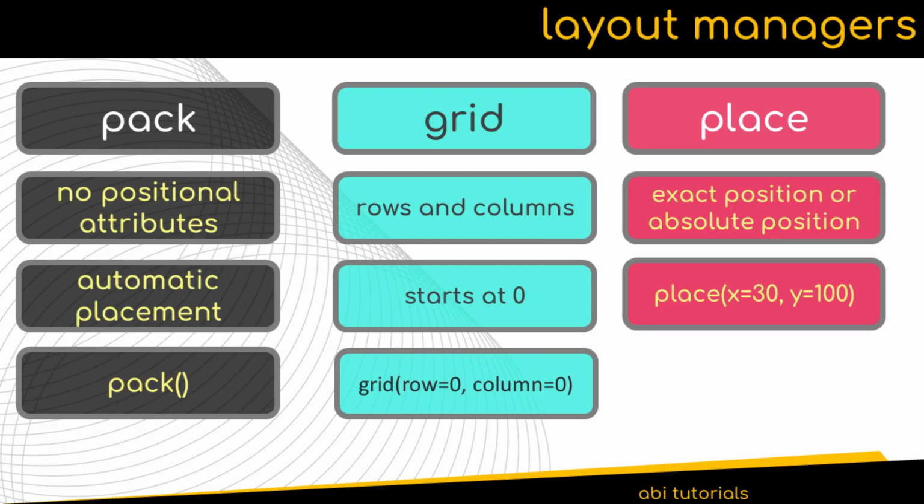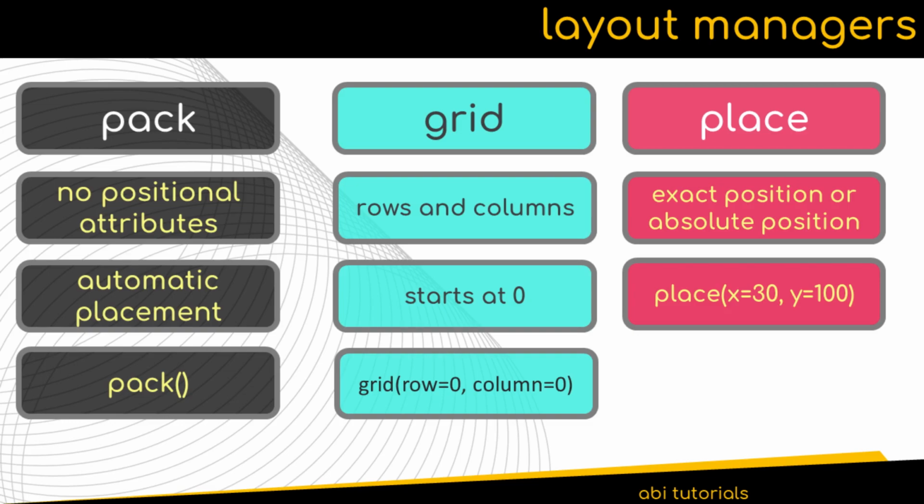The third type of layout manager is called place. In case of the place function, you must specify the exact x and y location in pixels. As per the sample given here, the corresponding widget will be placed 30 pixels horizontally and 100 pixels vertically.